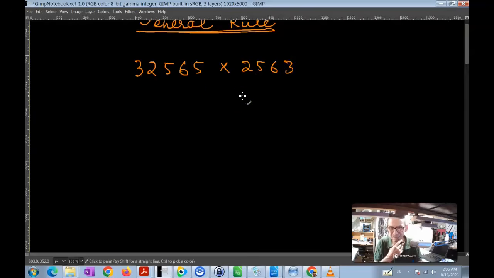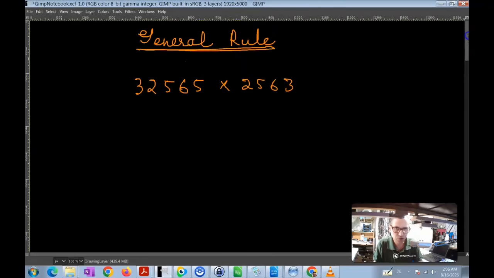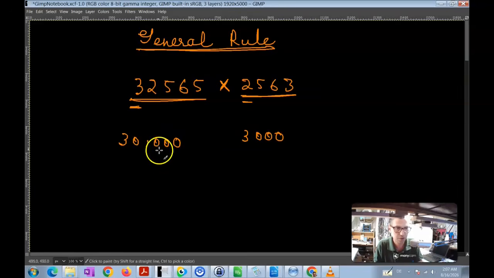Now, if I were to follow the general rule, this number is a 5-digit number, and this number is a 4-digit number, which means that the largest place value in this number is the 10,000s place value, and in this number it is the thousands place value. So I will round this number to the 10,000s place value, which is 30,000, and I round this number to the thousands place value. That gives me 3,000.